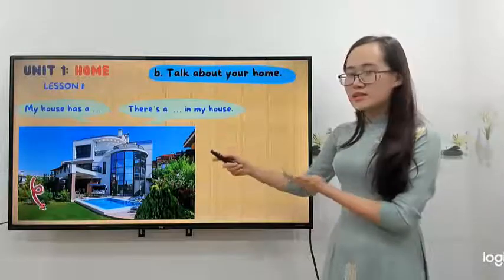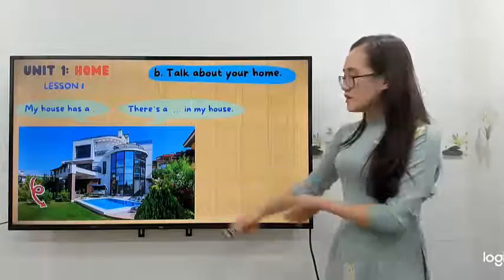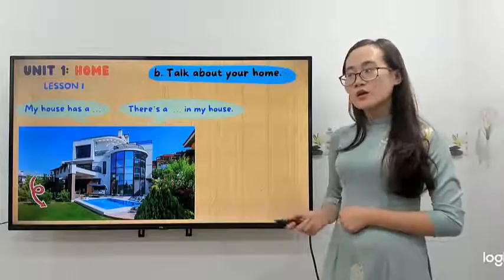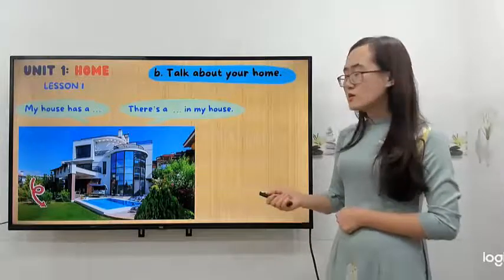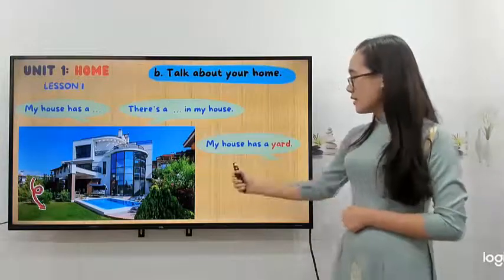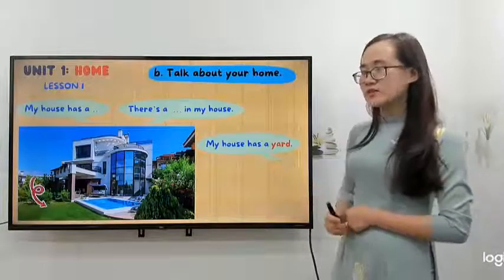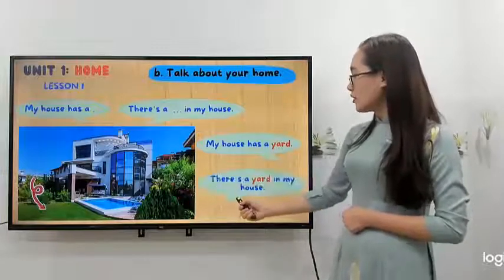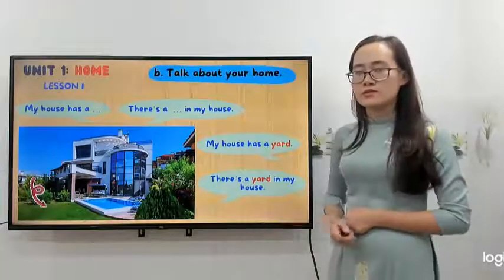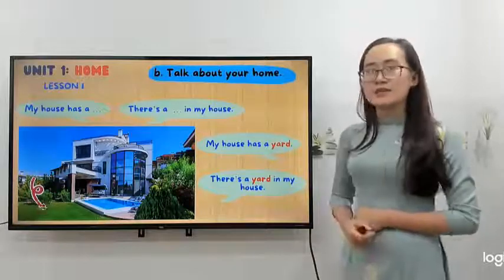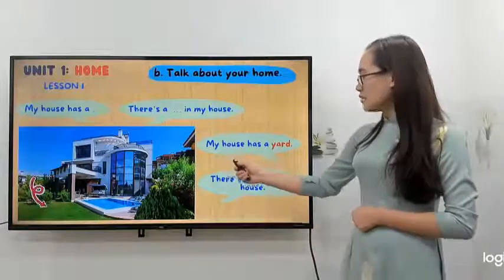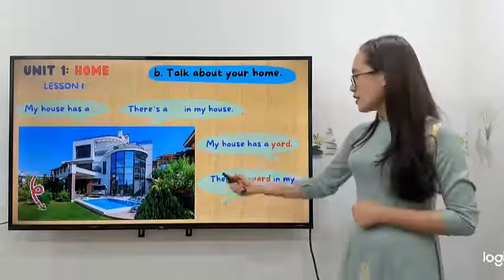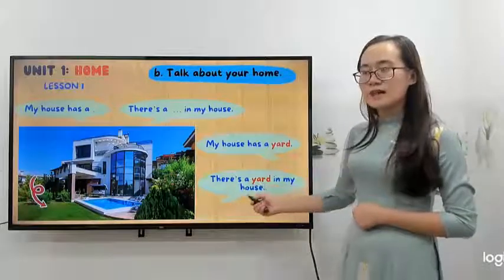Good job. This is a yard. A yard. And if you want to talk about the yard in your house, you can say, my house has a yard. Or the second way that you can use is, there's a yard in my house. Now class, repeat after me. My house has a yard. Good job. There's a yard in my house.